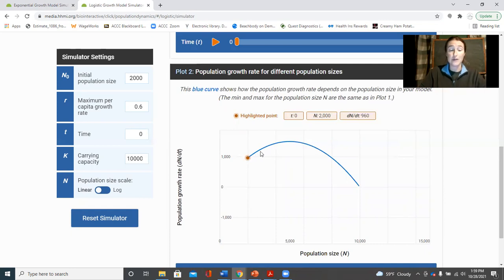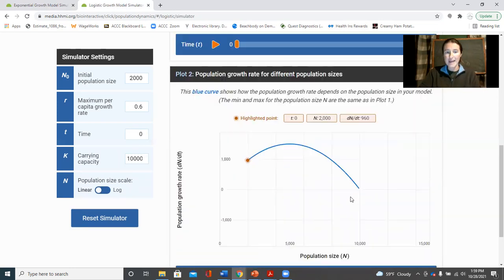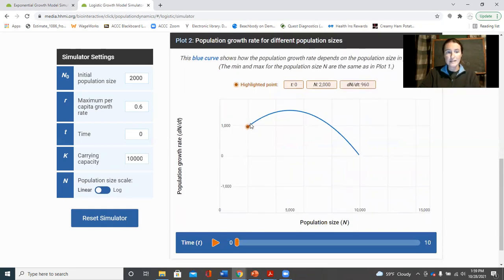It gets bigger and bigger and bigger. So in the beginning, the growth is more or less exponential. But then we see that there is a point at which the population growth stops growing, right? So you're not growing anymore. Instead, the growth rate, right? So how many individuals are added to the population every year actually starts to go down.